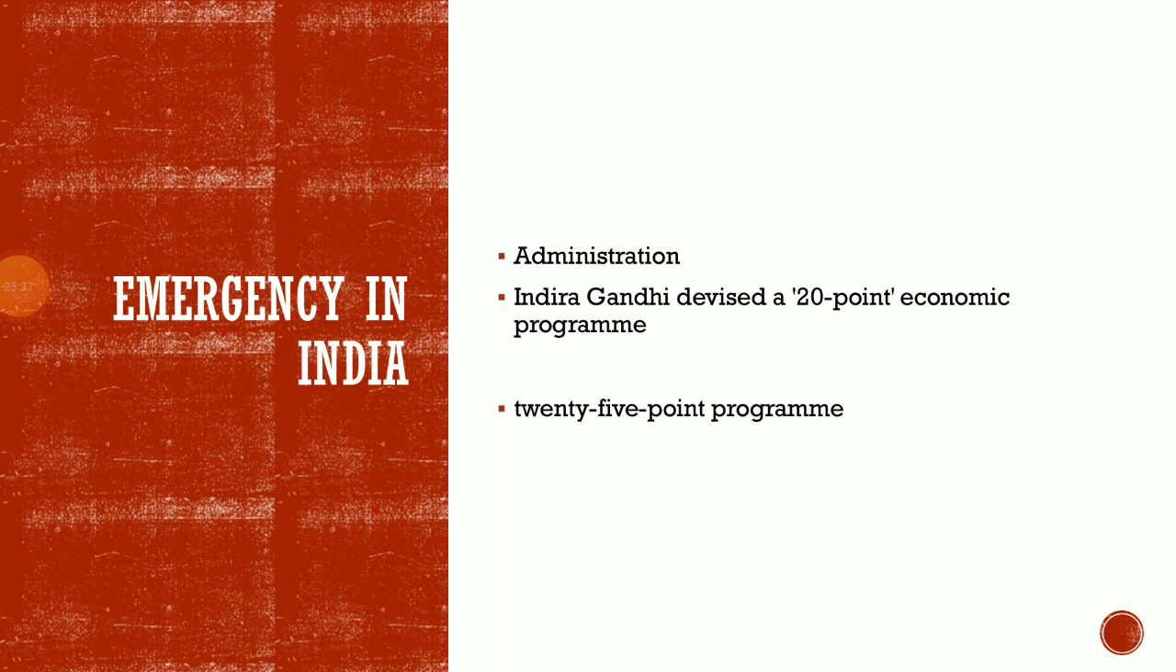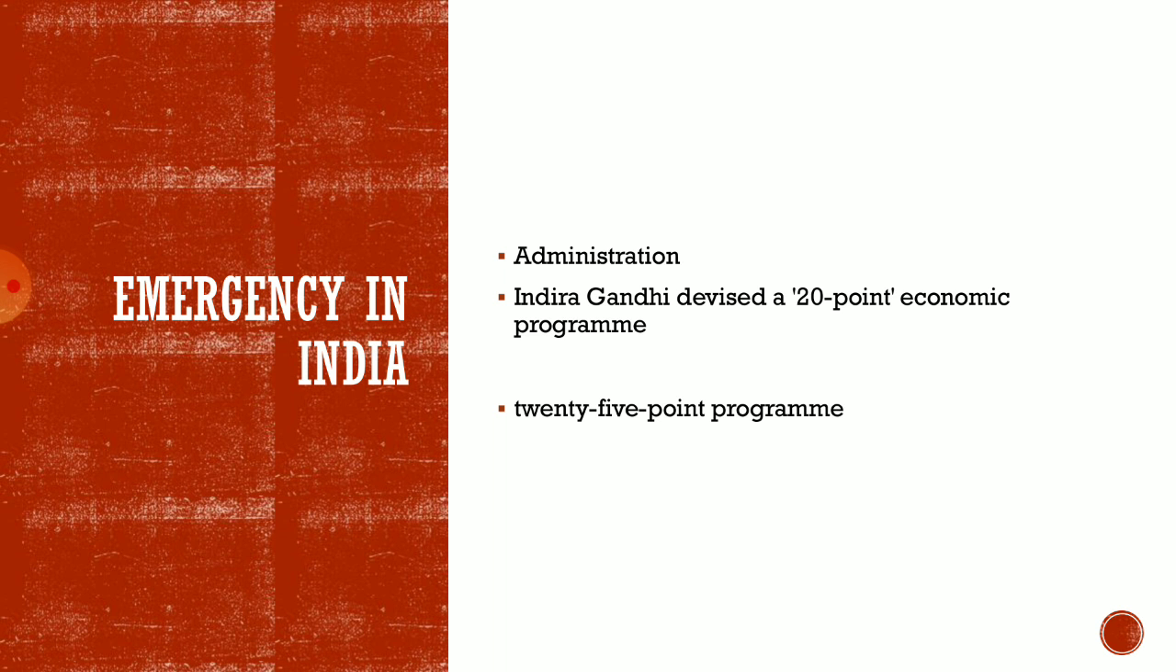So now let's get to the next topic, that is administration before and during the emergency. So Indira Gandhi devised a 20-point economic program, 20 PEP, to increase agricultural and industrial production, improve public services and fight poverty and illiteracy through the discipline of the graveyard. Like in a graveyard, everyone goes there, so they can't dance there. So basically when they put off the dead body, they are very serious. So that is called the discipline of the graveyard.